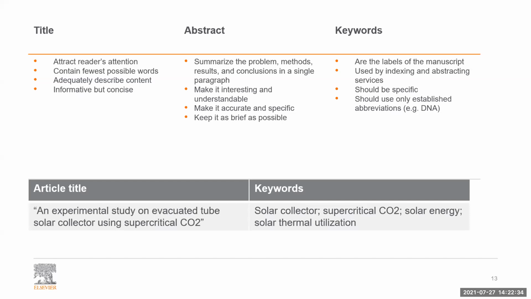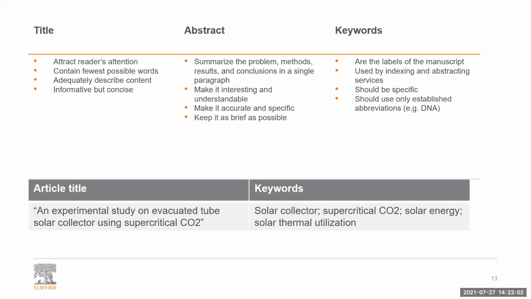The abstract should be a single paragraph, sometimes 2 paragraphs at most, summarizing the problem, the methods, the results, and the conclusions. You want to make it as catchy and accurate as possible to have the greatest impact. Take the time to write the abstract very carefully. Again, it's the first thing the editor sees. It will be the first thing that a reviewer looks at when they're scanning.